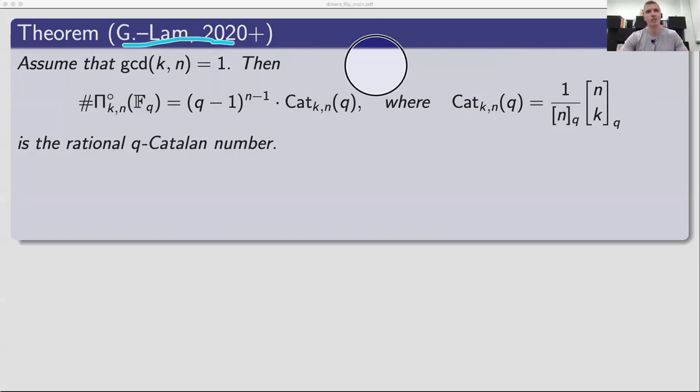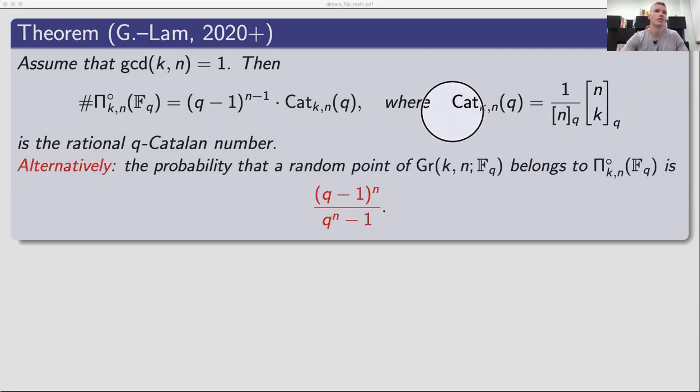And as many of you know, if you just count the points in the whole Grassmannian over F_q, that's just going to be the Q binomial coefficient. So you can divide both sides by this number, and then you get an alternative description of this formula, which is kind of another probabilistic interpretation of this number. And this is saying that if you take F_q to the n, and then you choose a random k-dimensional linear subspace, the probability that it belongs to the top Positroid cell is given by this formula here, which is, by the way, clearly less than 1, so that's good.